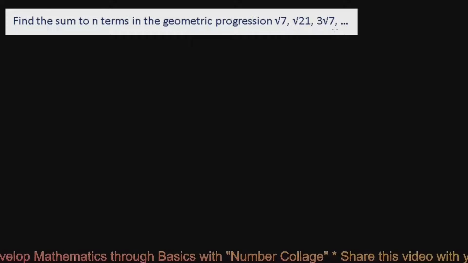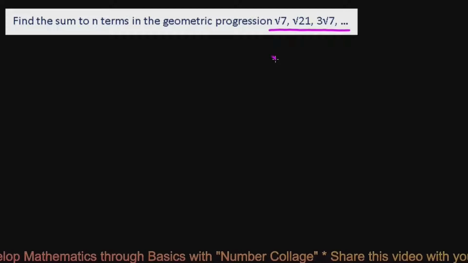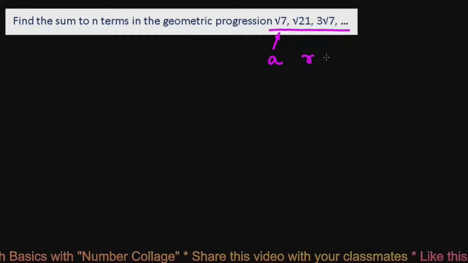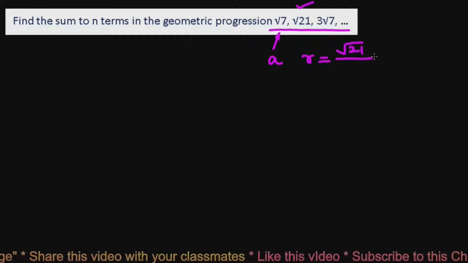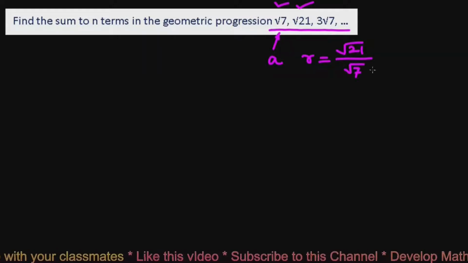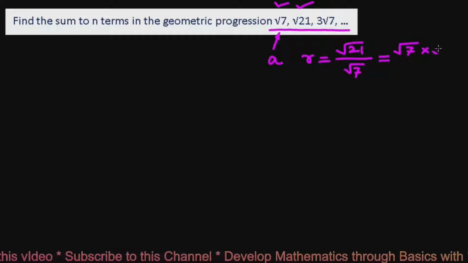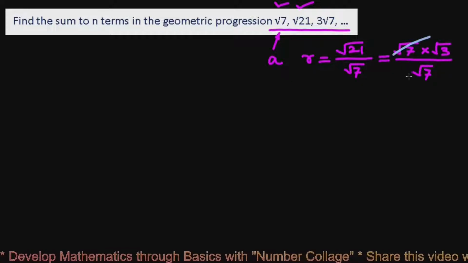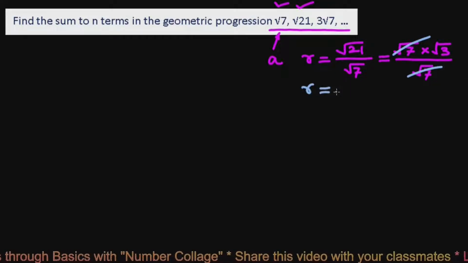In the next problem, we have to find the sum of n terms in the geometric progression root 7, root 21, 3 root 7, so on and so forth. In this GP, we have the first term a equals root 7 and common ratio r equals this second term root 21 upon the first term root 7. This root 21 will be root 7 multiplied by root 3, upon root 7. Now this root 7 cancels with this root 7 and we get common ratio r equals root 3.